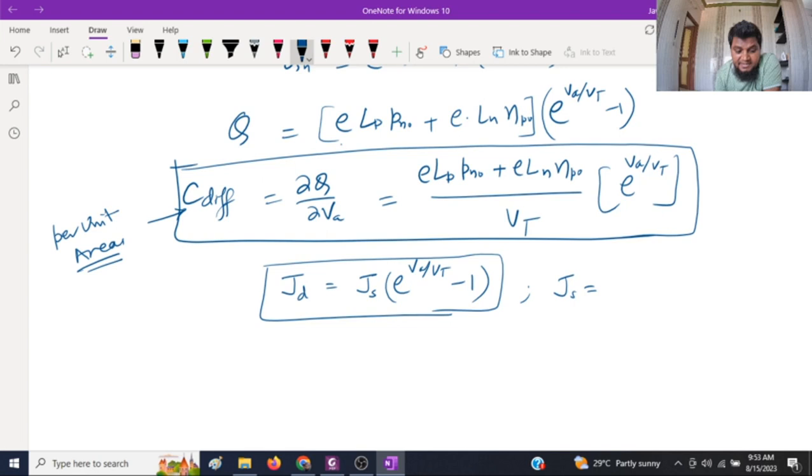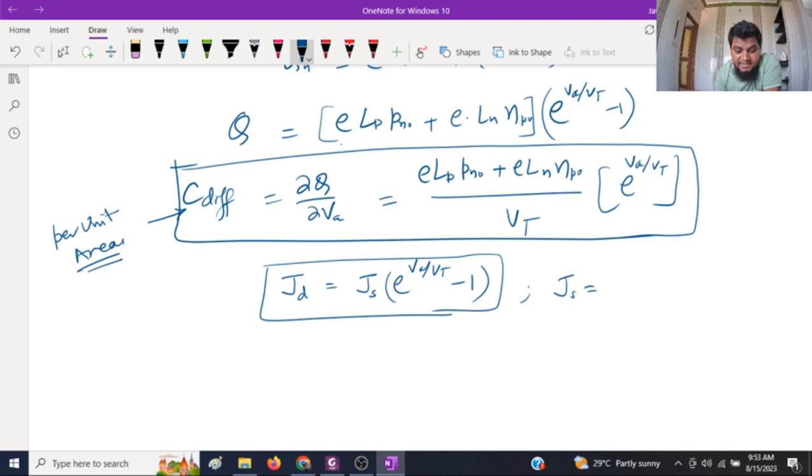Right. So you can see these two expressions are related, because there is another equation: Lp square is equal to Dp into tau p. That is how the diffusion length is defined, where tau p is the recombination lifetime of holes. Likewise, Ln square is equal to Dn tau n.